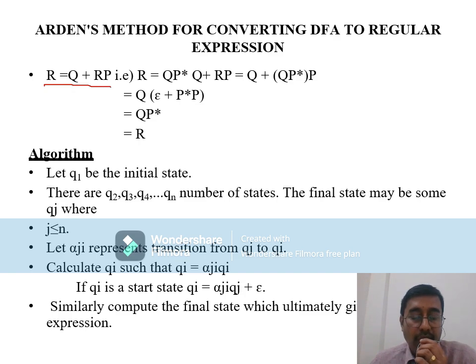If any of our equations is in this particular form, R equal to Q plus RP, then we have to convert that statement into the final expression as QP star. Okay? So this is our Arden's theorem method. So let us see an example of how we are going to convert this statement.